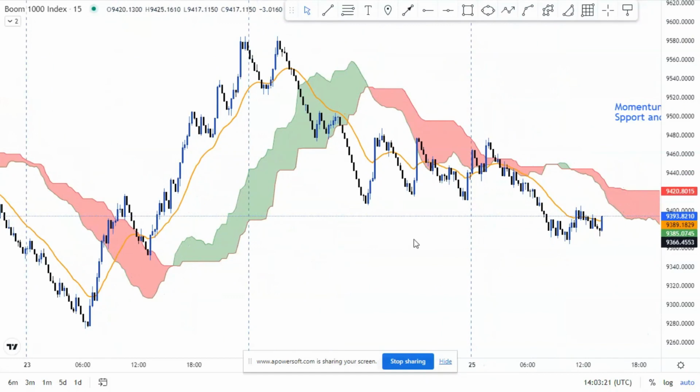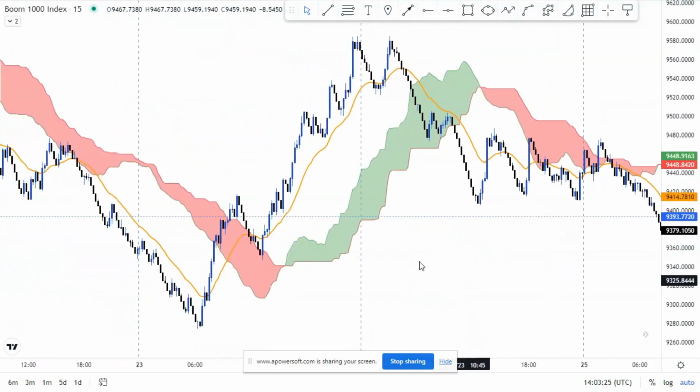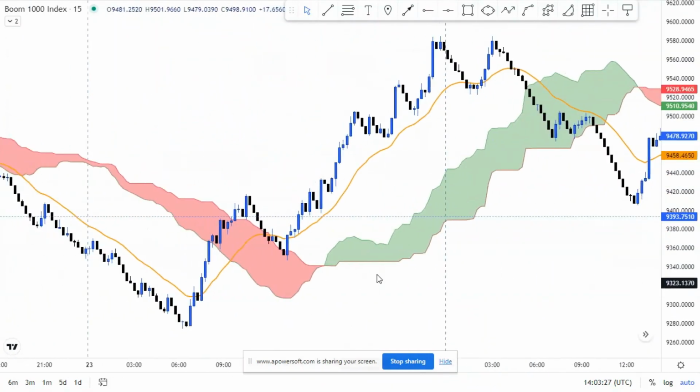Now this is it. Before I go into the settings, let's focus on this cloud. It is either green or red. Green is an indicator that we are in a bullish trend. You get bullish momentum, which means bigger impulses are happening on the bullish side. We get a retracement and then we go back.